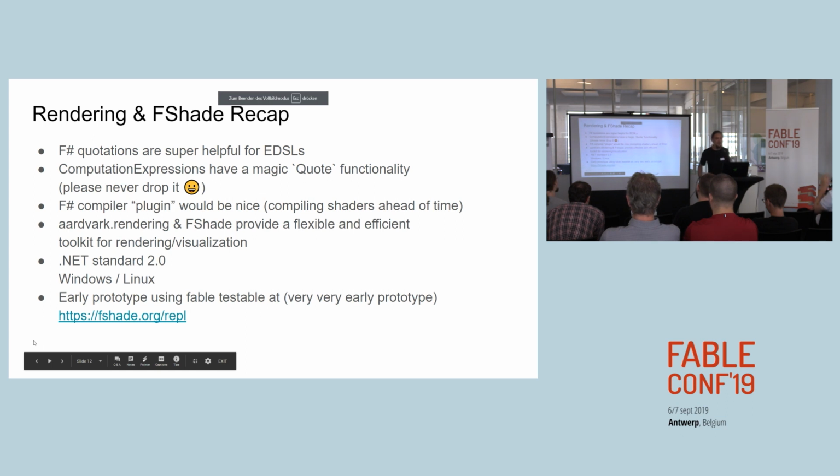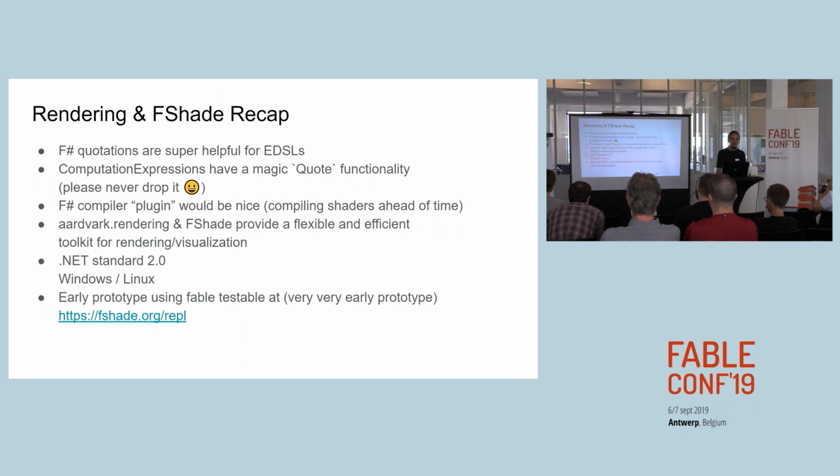To conclude the rendering and FShade part, F# quotations are actually super helpful for creating embedded domain-specific languages like this. Yeah, this is a little side note. Computation expression builders have a magic quote functionality which is super undocumented. Please never drop it. The way to make sure that never happens is to submit a test case to the F# repository, capturing that it actually works the way you want it to work. Or check that there's a test case for it. But yeah, it is really undocumented. It's interesting they're using it.